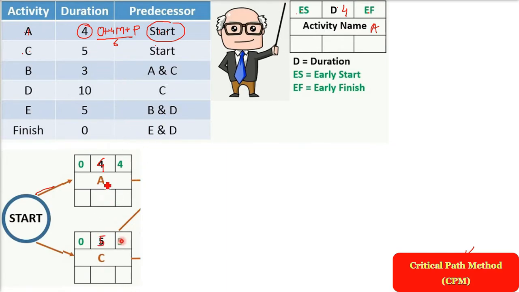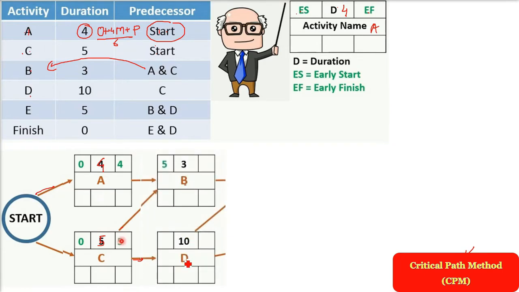Now go to the predecessors and see all activities where A and C are predecessors. B will come from A and C, and D will come from C. So from A and C, there will be 2 arrows to B, and from C there will be 1 arrow to D. Okay. Now duration also we have written. So B is dependent on A and also C. D is dependent on C. The number is duration, I am writing just above it.